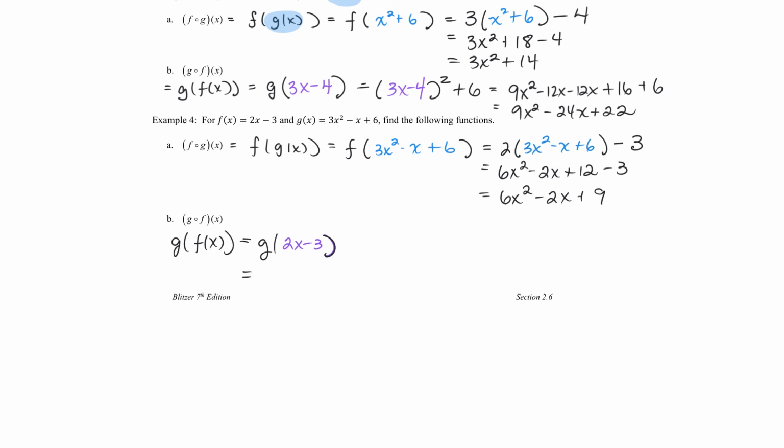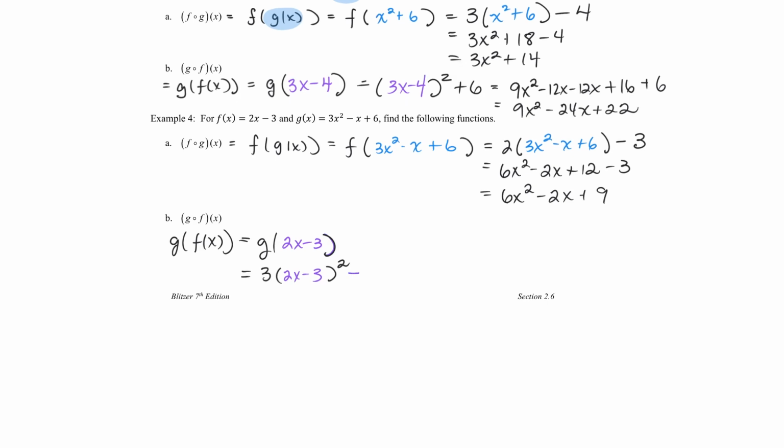And I'm going to follow the rule or the pattern that's set forth for g. 3 times the input squared minus the input plus 6. So 3 times the input squared, 2x minus 3, minus the input, 2x minus 3, plus 6. So did I follow the rule? 3 times the input squared minus the input plus 6.